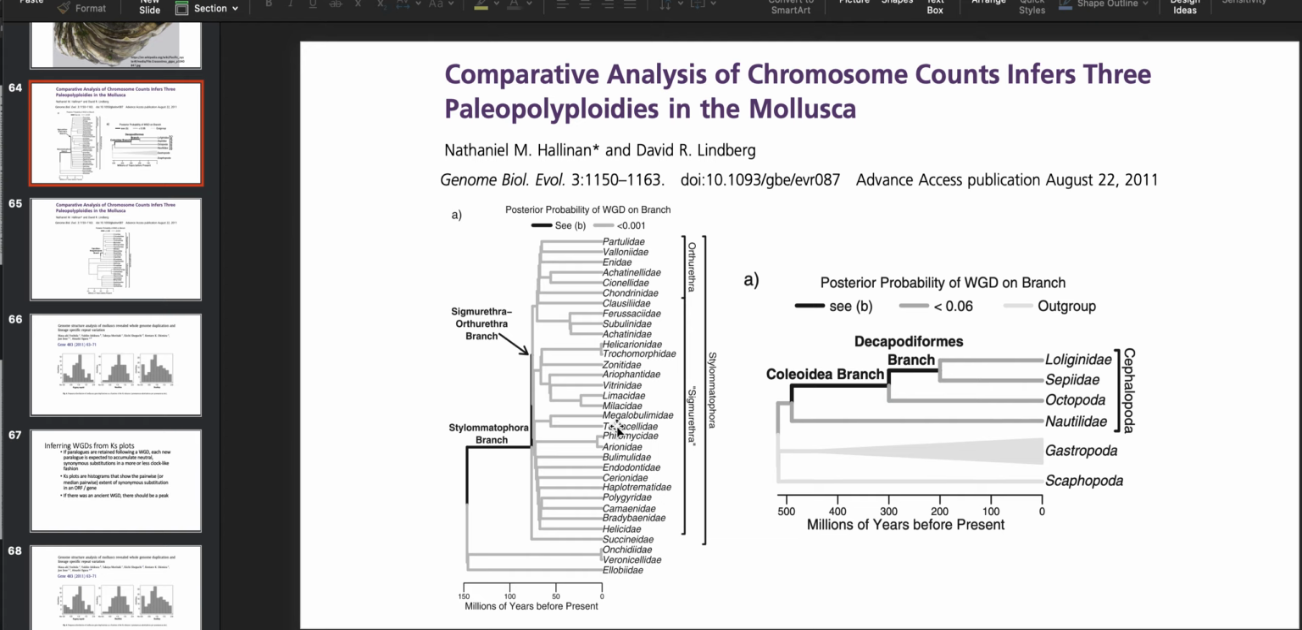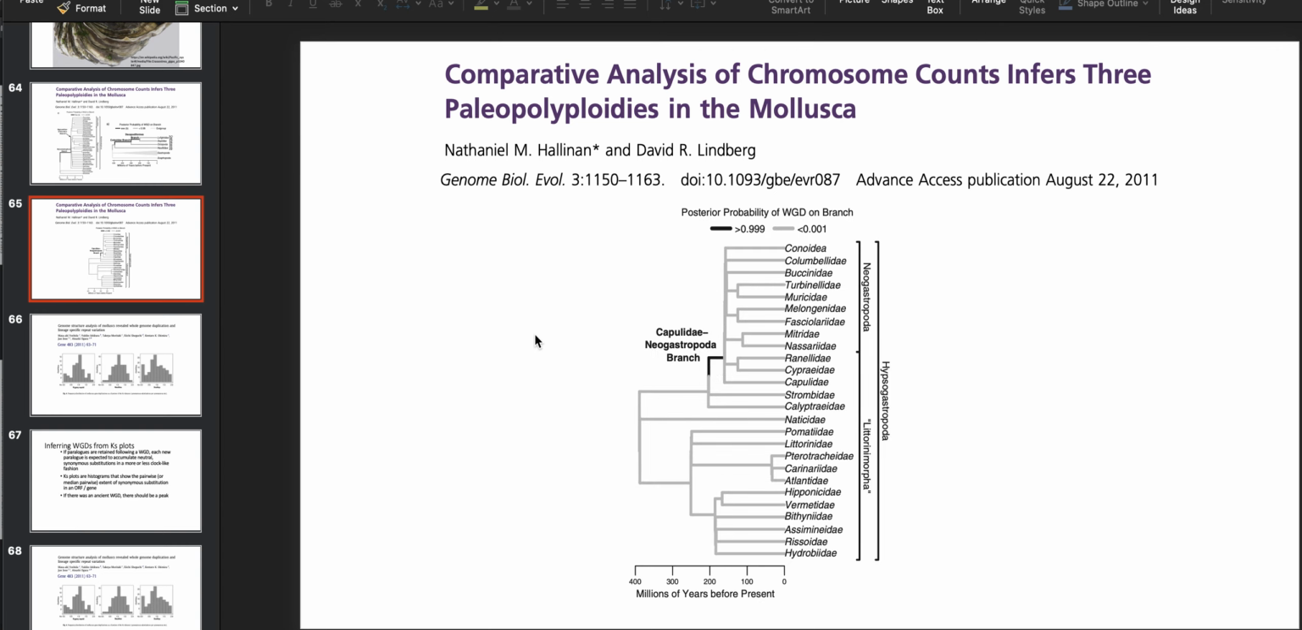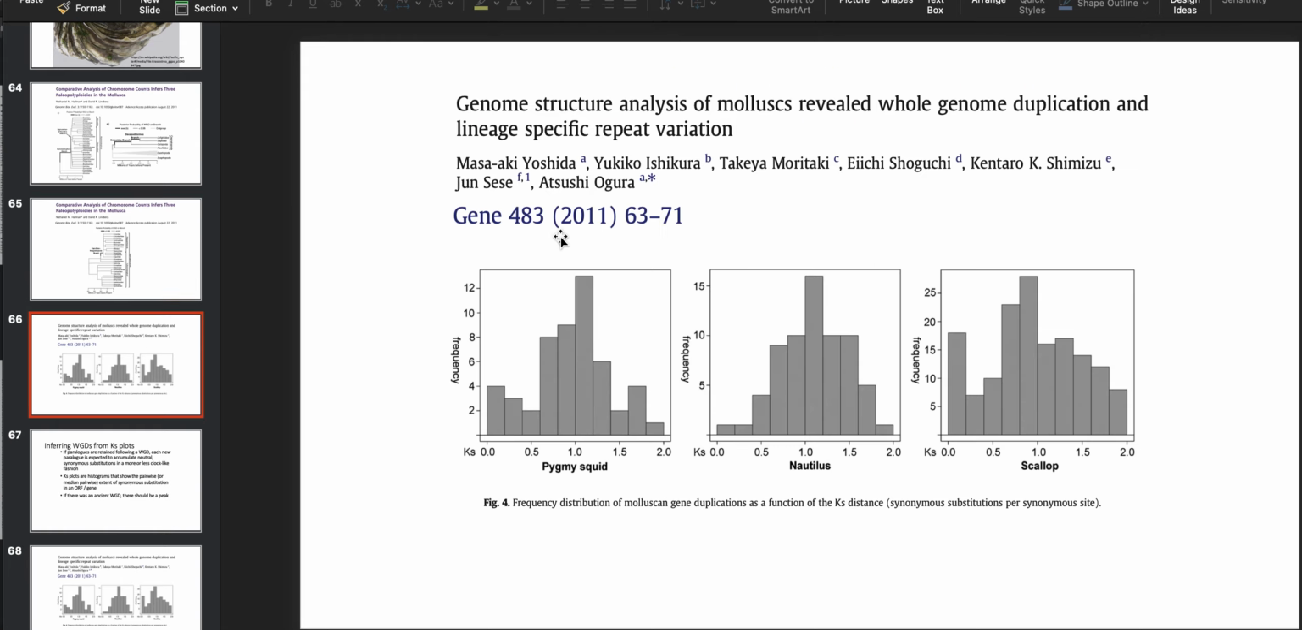So this paper came out that was pretty cool, and they said, well, there's probably three. There's probably a paleopolyploidization event in the group of snails that includes land snails and some of their relatives, probably one in some of the cephalopods, maybe not octopods, but probably some of these squiddy things, and then also potentially one in a certain large clade of mostly marine snails.